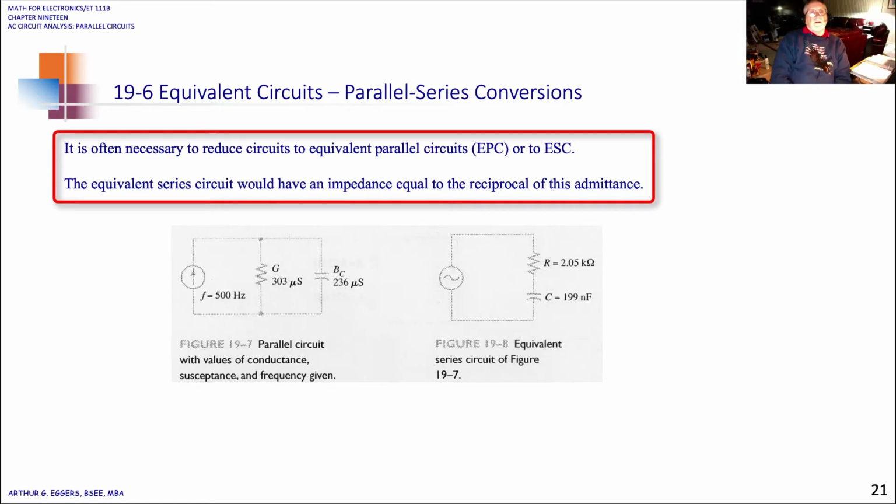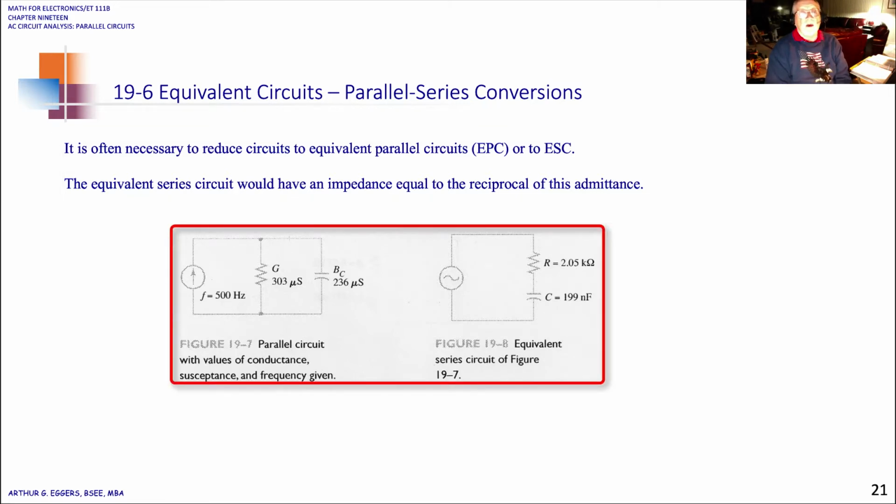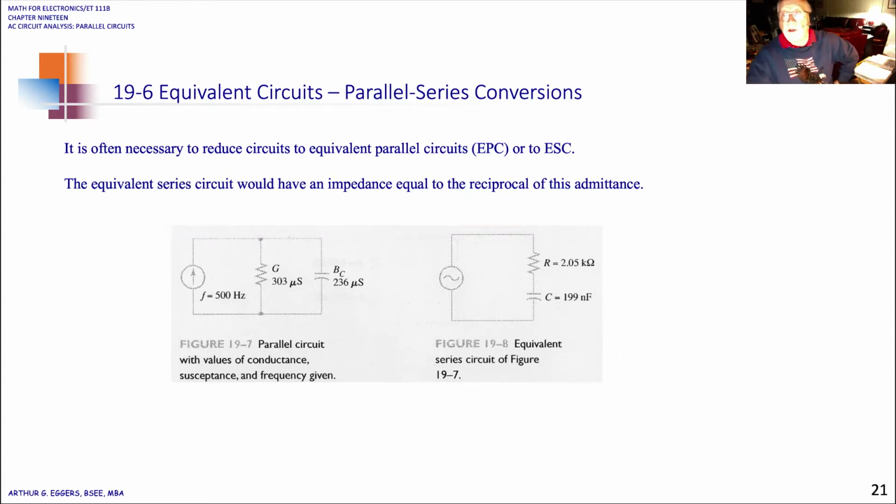It's often necessary to reduce circuits to equivalent parallel circuits, EPC, or to equivalent series circuits, ESC. The equivalent series circuit would have an impedance equal to the reciprocal of its admittance. So if we take a look at the circuits illustrated below, we have a parallel circuit on the left, and we have its equivalent on the right. So we have converted a parallel network to a simple series circuit. That's what we're going to be looking at in this section.